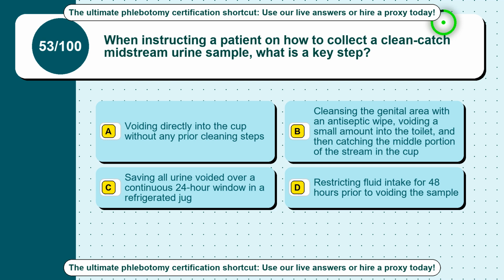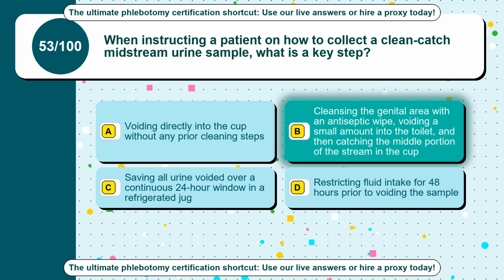Question 53. When instructing a patient on how to collect a clean catch midstream urine sample, what is a key step? Option A. Voiding directly into the cup without any prior cleaning steps. Option B. Cleansing the genital area with an antiseptic wipe, voiding a small amount into the toilet, and then catching the middle portion of the stream in the cup. Option C. Saving all urine voided over a continuous 24-hour window in a refrigerated jug. Option D. Restricting fluid intake for 48 hours prior to voiding the sample. The correct answer is option B.